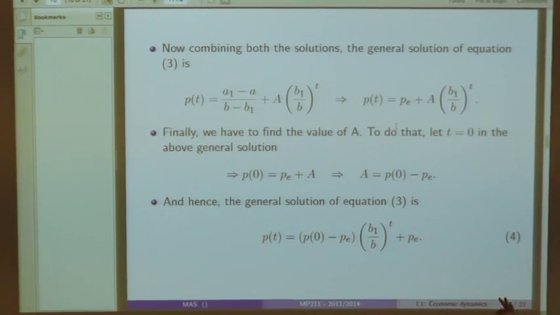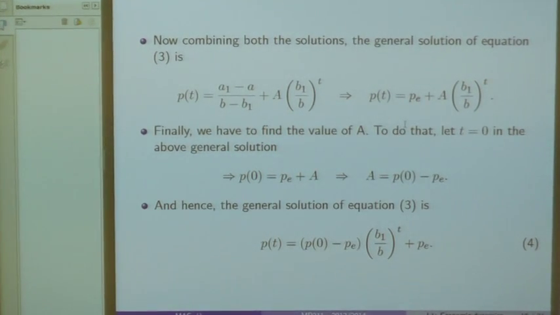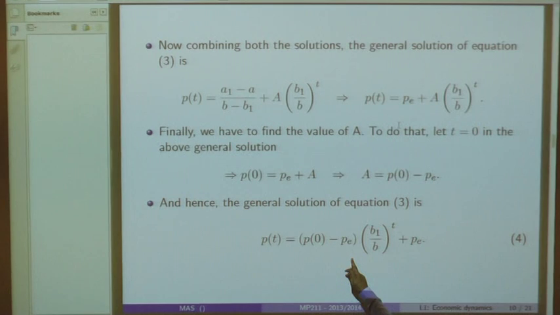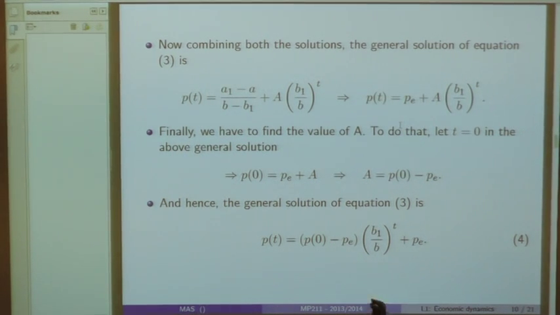This is the solution for that first order difference equation. Demand is equal to supply. Starting from any initial price, this is your equilibrium price. The stability condition: this process will converge to equilibrium when? Only when this stability condition applies. That is, mod B1 divided by B should be less than 1.